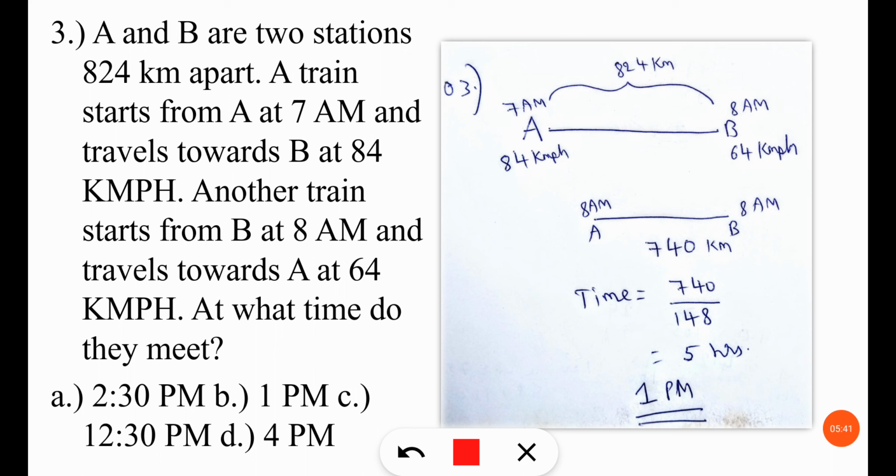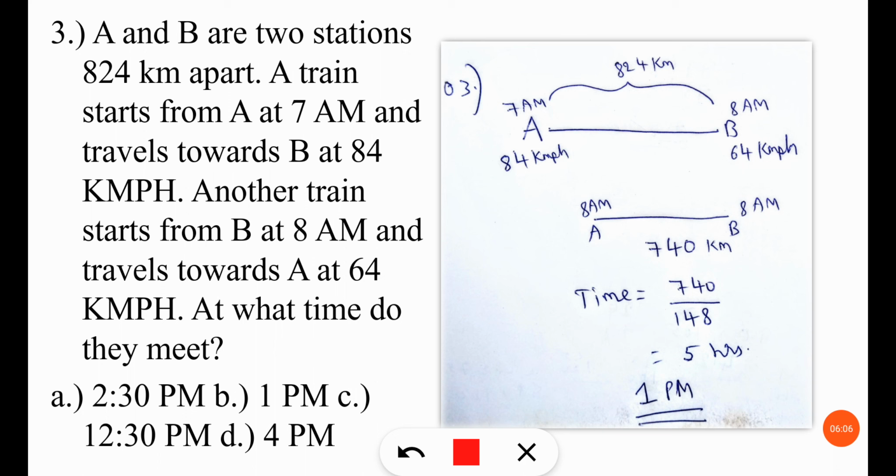Let us consider the train has started at station A. After 1 hour, that means from 7 a.m. to 8 a.m., it has covered 84 kilometers. That means 824 minus 84 equals 740 kilometers. Now both are at 8 a.m. Now the train at station B has started. At what time do they meet?